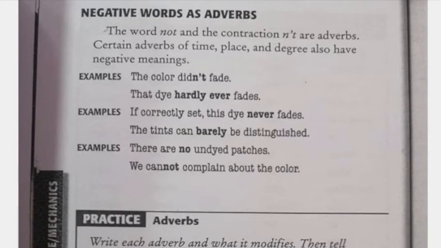Okay. So negative verbs as adverbs. That's used a lot of times. So example, the word not and the construction n't are adverbs. Certain adverbs of time, place, and degree also have negative meanings. So, the color didn't fade.